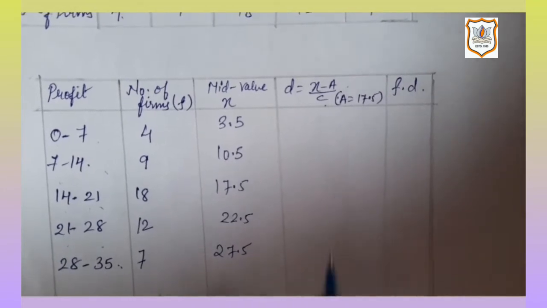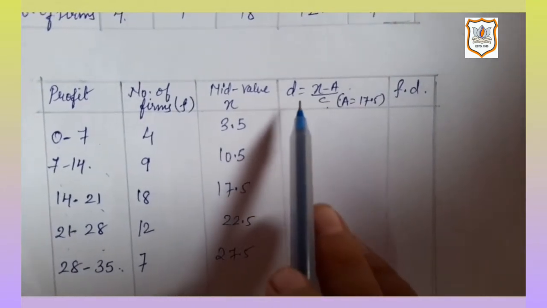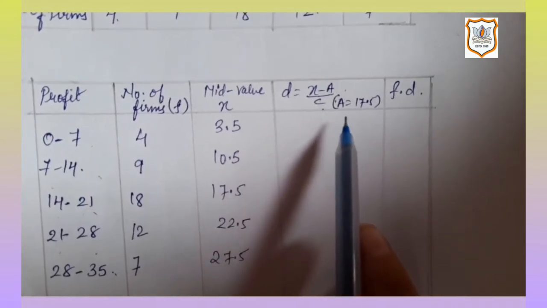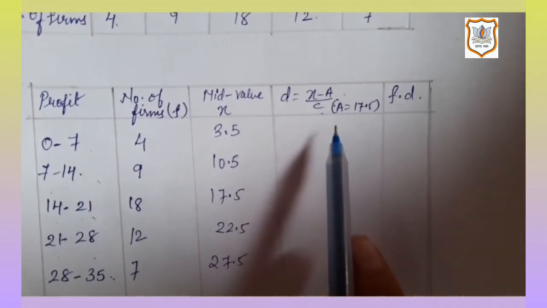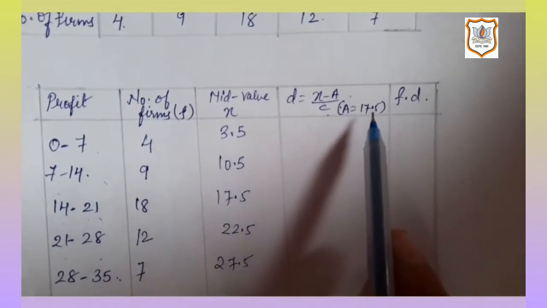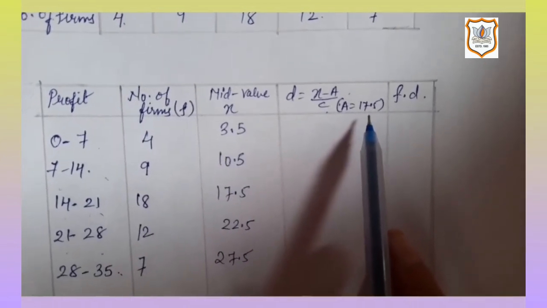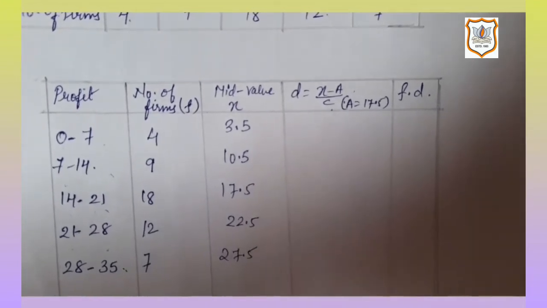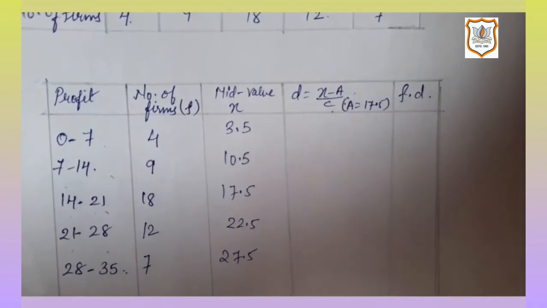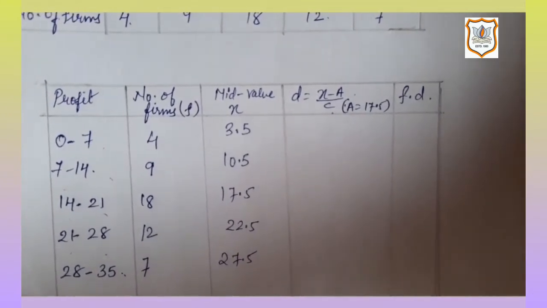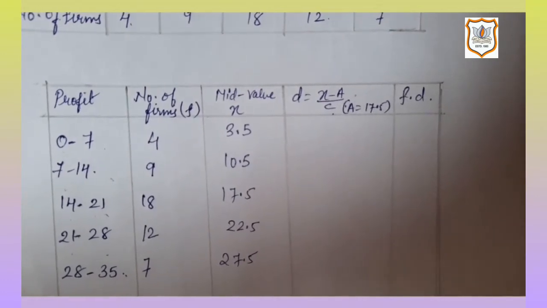Now we'll find the deviations with the help of the formula x minus a upon c. Here in this sum I have assumed mean 17.5. Any value you can assume from the mid values. So I have assumed 17.5. Now we'll find the deviations x minus a divided by c. X is 3.5, a we have assumed 17.5. So 3.5 minus 17.5 divided by c. Here class length is 7.